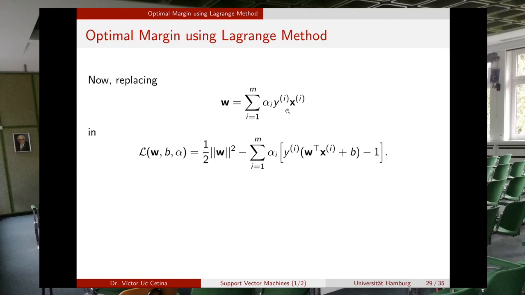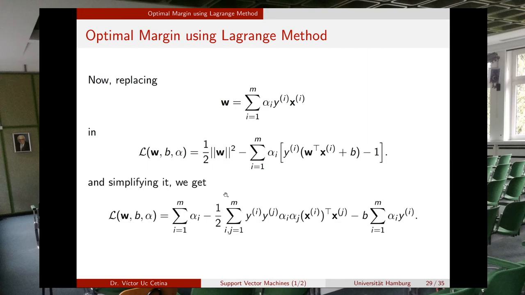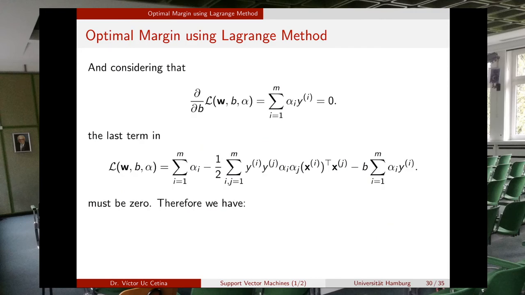Now remember that we computed a version of w by computing the sum of these products. We can replace that in the main Lagrangian. So instead of having this w, we are going to have this sum here, and also here. And if you replace that and you develop the expression, you will end up with this here. But remember that we said in the previous slide that this sum is zero. So we can even simplify that.